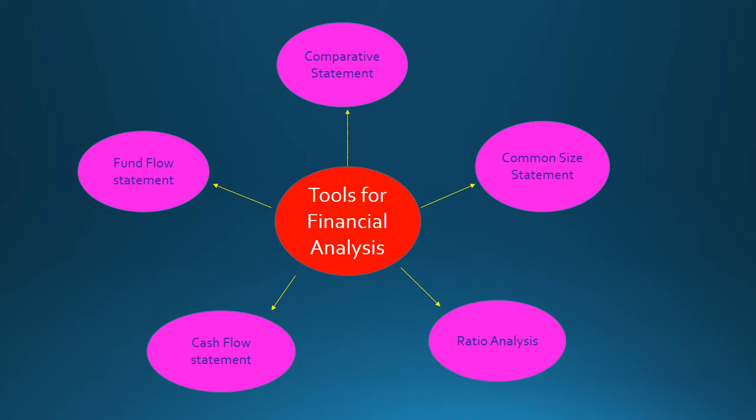They are analyzed with the financial statements of the same enterprise for earlier years, or with that of another enterprise of similar nature and size operating in a similar business environment. For this purpose of analyzing and interpreting, we need some tools. The tools are the comparative statement, common size statement, ratio analysis, cash flow statement, and fund flow statement.